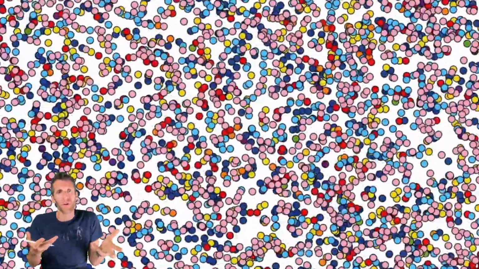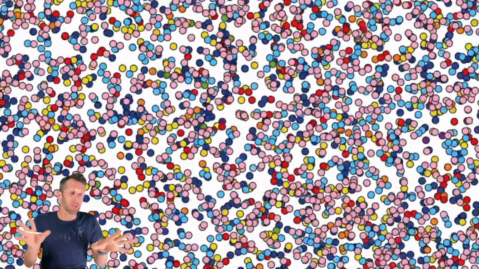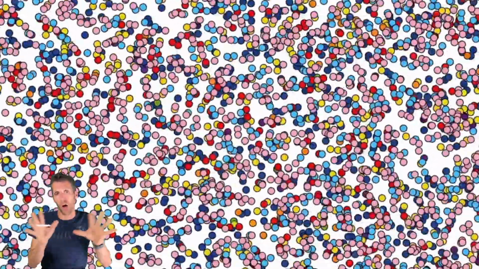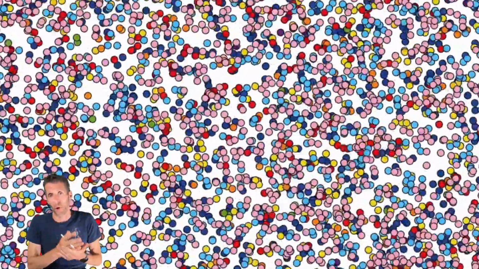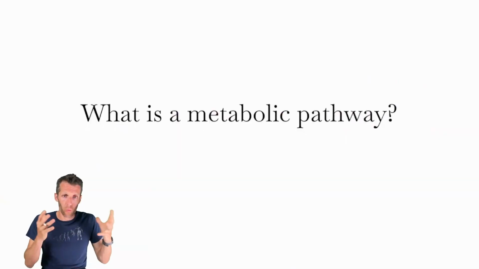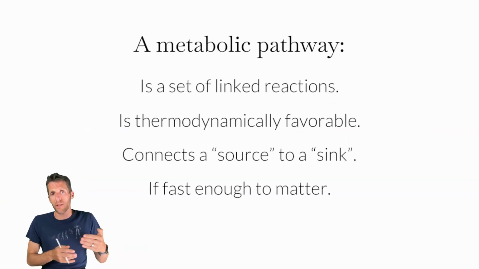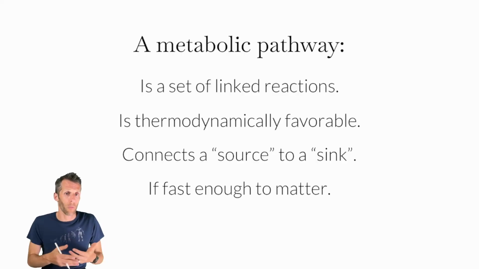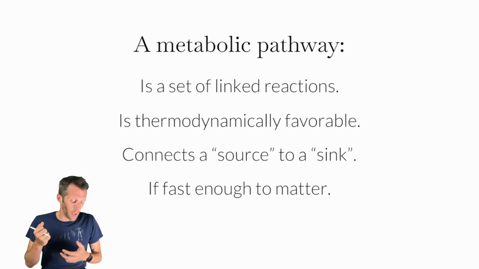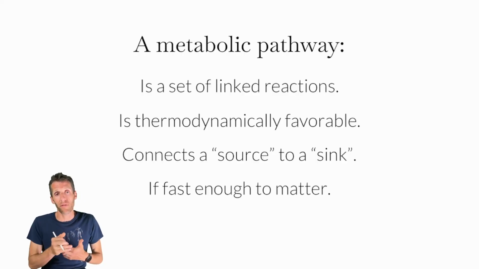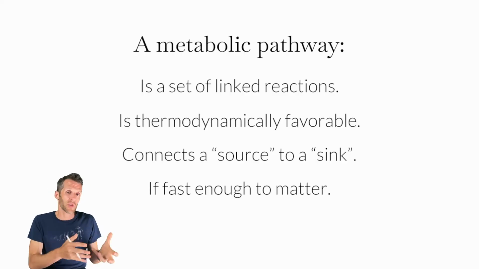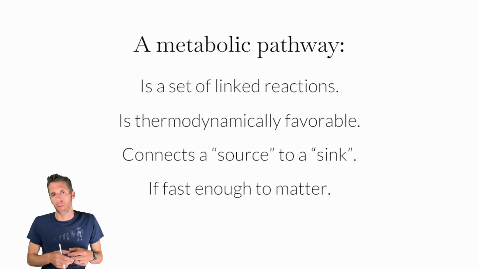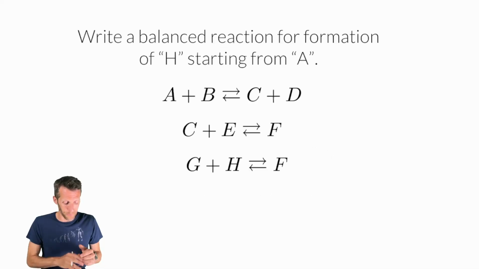And how in the world can we go from these two pictures of molecules everywhere, molecules bouncing around, to the idea of a metabolic pathway? So, yeah, what are these things? What I'm going to do is give you 4 different things that together define a metabolic pathway. A metabolic pathway is a linked set of reactions. A metabolic pathway is thermodynamically favorable. A metabolic pathway connects a source to a sink. And a metabolic pathway is fast enough to matter. So let's go into each of these in turn.